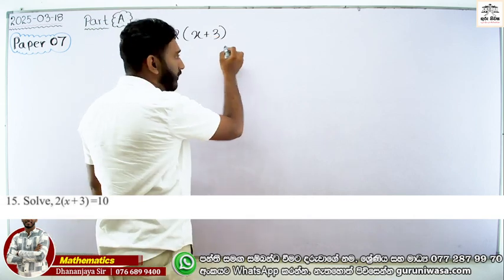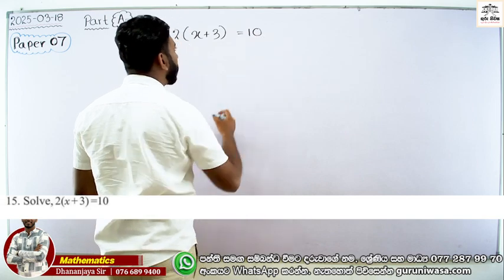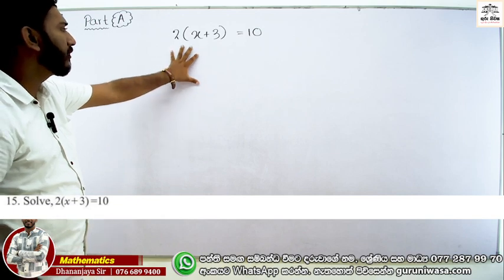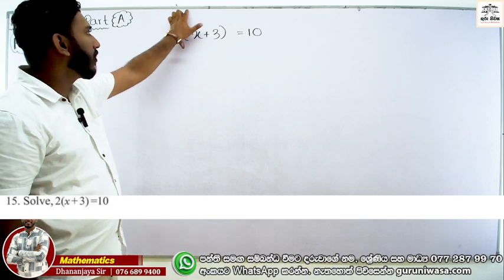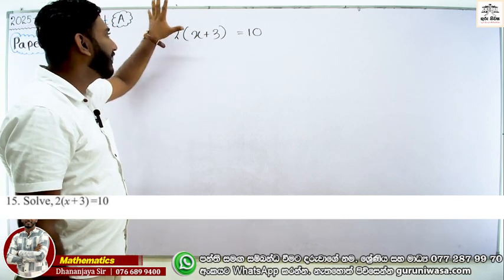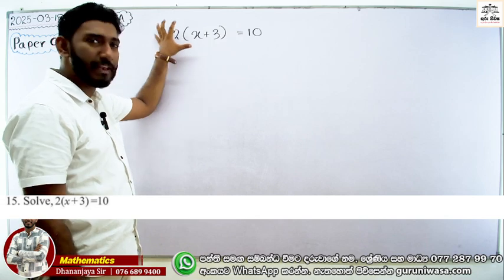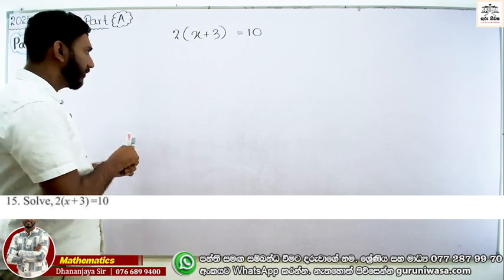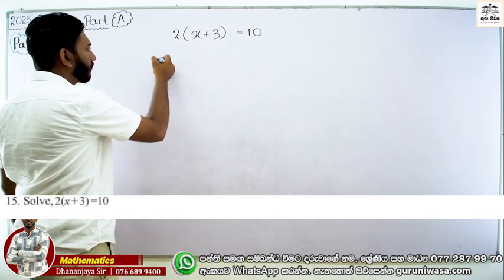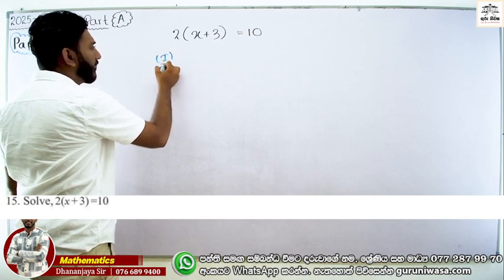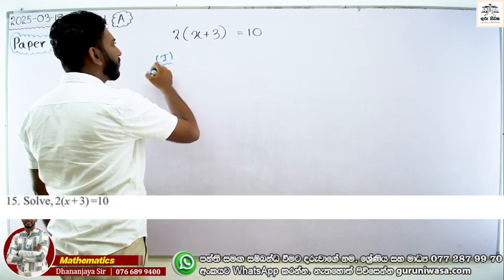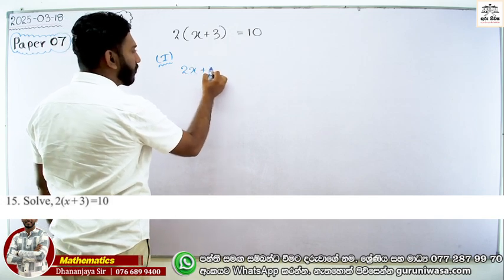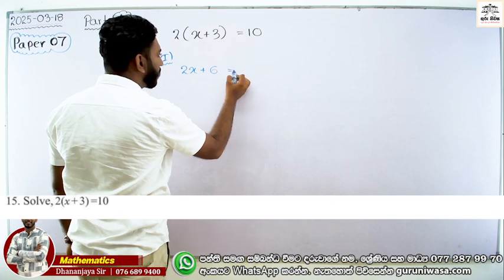2 times x plus 3 equals 10. There are two methods to solve this type of equation, because the left hand side of the equation is like a family. There is no addition or subtraction. This becomes 2 multiplied by x plus 3. This is a whole family and equals 10. Now method number 1 is you can expand the brackets. How to expand the brackets? 2 times x is 2x and 3 times 2 becomes 6, equals 10.